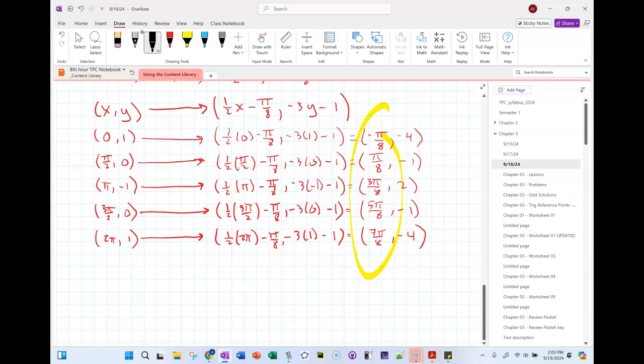All right, we have our points. What do we do now? We've got to plot them. So, I'm going to draw an XY axis. What scale should I use on the X? How much should a tick mark be?